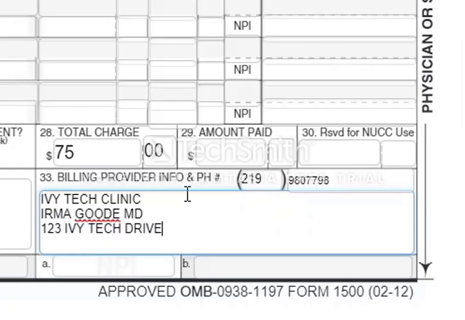Remember to spell out any words. We're not going to use any abbreviations. We can use that two-character abbreviation for the state, and the zip code will have no punctuation unless it is that 9-digit. Also, do not forget their NPI number in 33A.